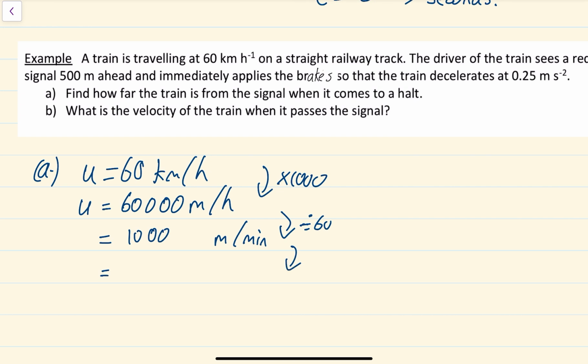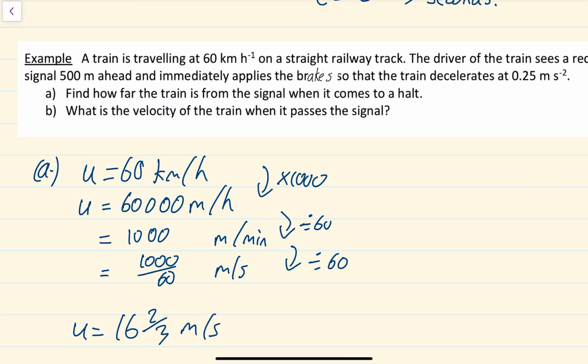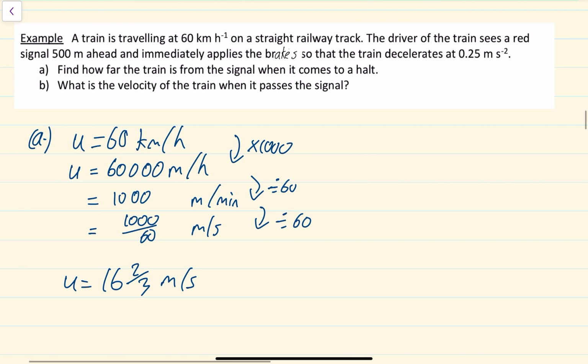And then to get that into meters per second, which we want, you're going to go 60 times less again, which is going to be 1,000 over 60. 1,000 divided by 60 is 16 and 2/3. So my U is equal to 16 and 2/3 meters per second. So that's a bit of work to do before we can even get started.